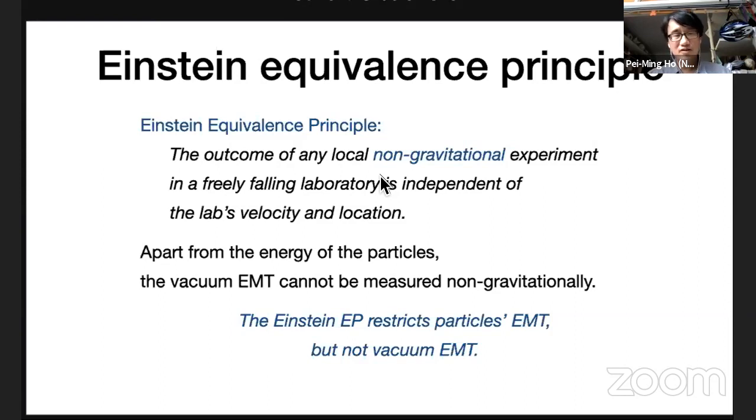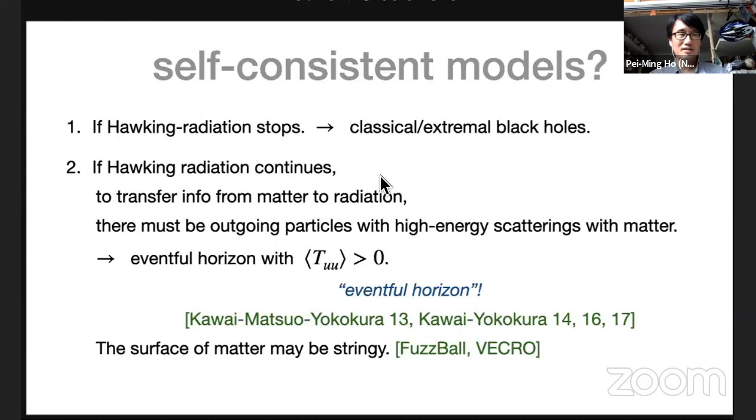So actually, strictly speaking, it's not excluded by Einstein's equivalence principle to have a larger and larger vacuum energy momentum tensor. And once you have a large vacuum energy momentum tensor, you have a large curvature and you are allowed to have a large outgoing flux of particles. So actually in the end, you may not really say that you are violating Einstein's equivalence principle.